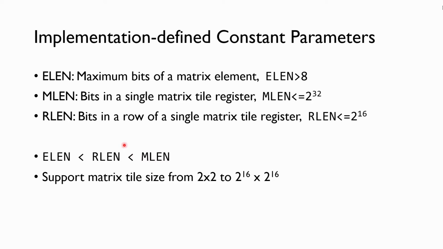The RLEN parameter indicates the number of bits in a row of a single matrix tile register. It must be a power of 2 and must be no greater than 2 to the 16th power. We have the constraints here: ELEN must be less than RLEN and RLEN must be less than MLEN. So a tile register can hold a matrix tile as small as 2 by 2 and as large as 2 to the 15th power by 2 to the 16th power.